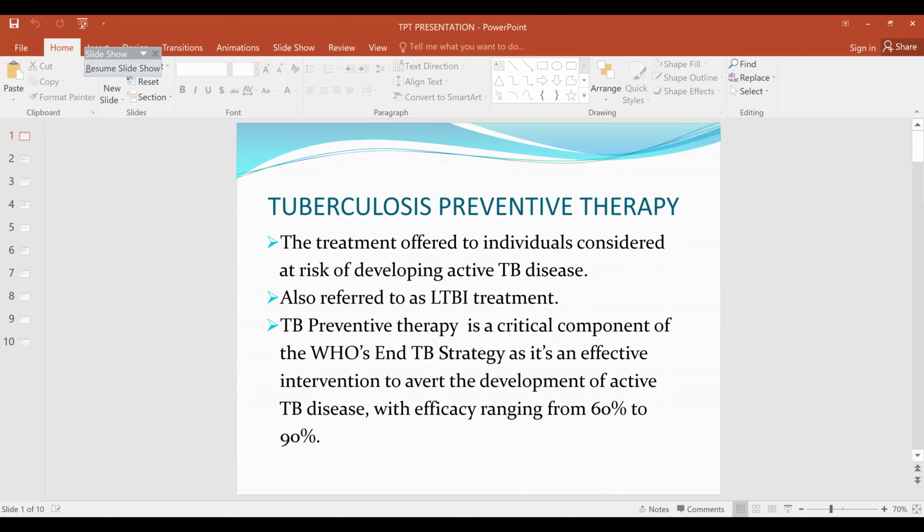Thank you for that presentation. So we'll move on to our last presentation, which will be given by Mr. Ayabe. He's going to be taking us through post-TB complications. Okay. Thank you and welcome again.